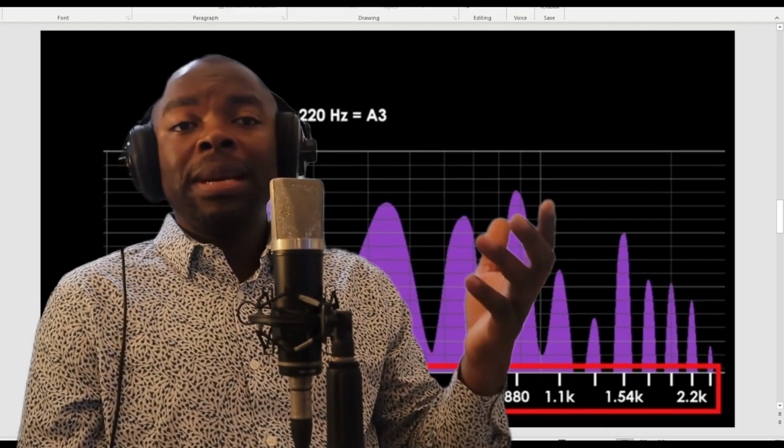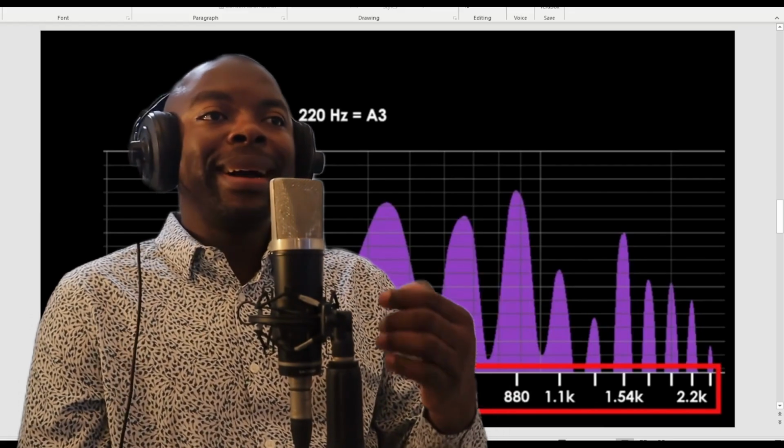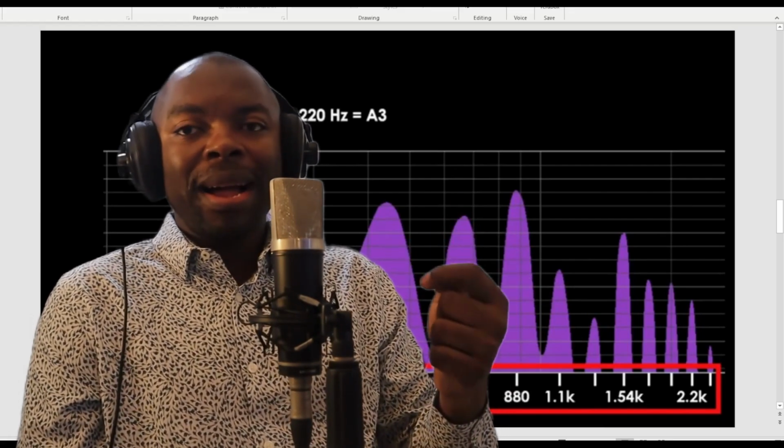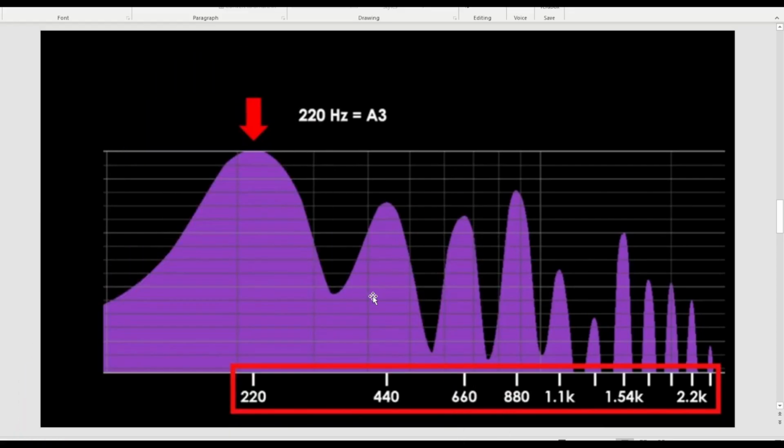Now, depending on the other instruments, it's up to you to know when you can cut or boost particular harmonics. Like I said, these are all harmonics. The real timbre, the real character of the instrument is found in the fundamental frequency.